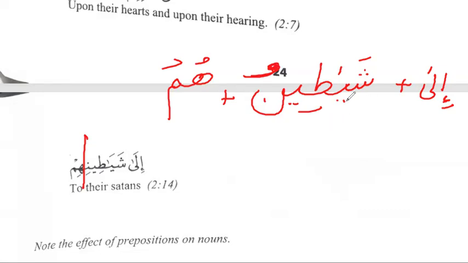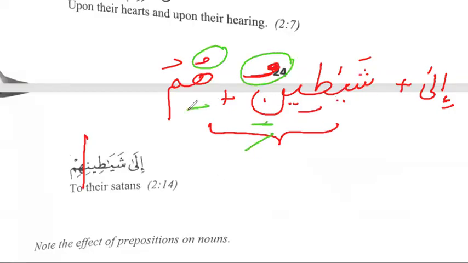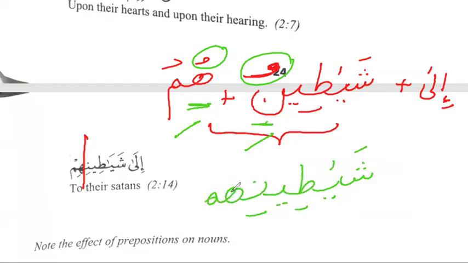So I will convert. First, I will combine these two. It will become shayatinuhum. And because ila is there, it will affect what? Ila will affect the last letter here. Convert that into a kasra. The first letter here, convert that into a kasra. So it becomes shayatinihim. Make sense? Easy peasy lemon squeezy?